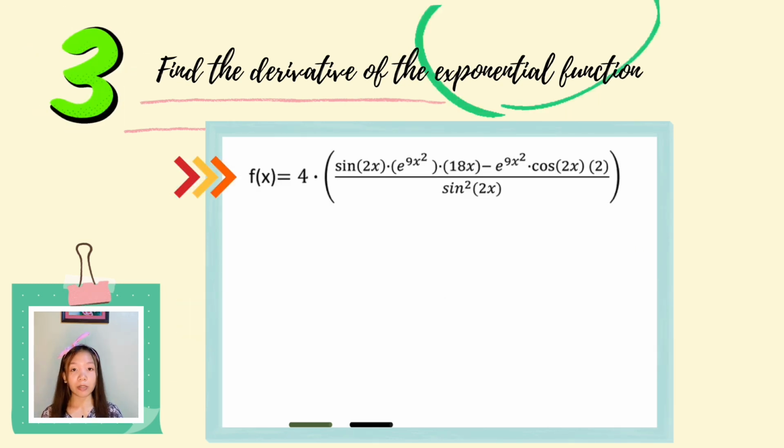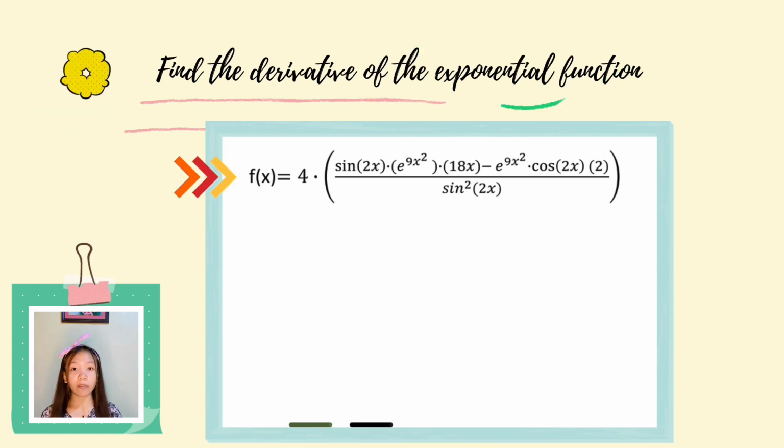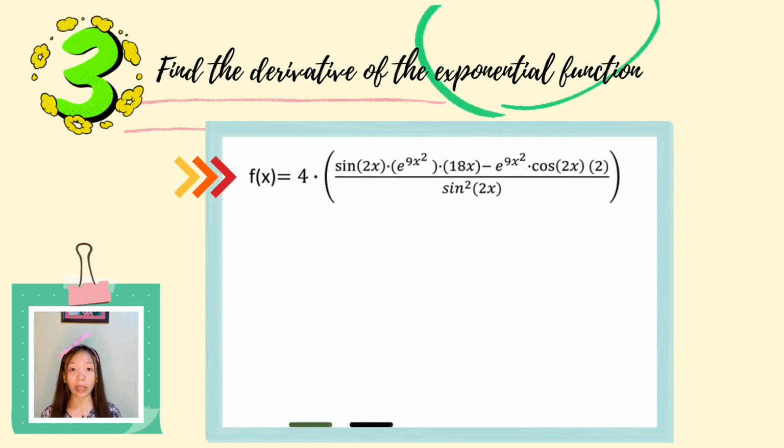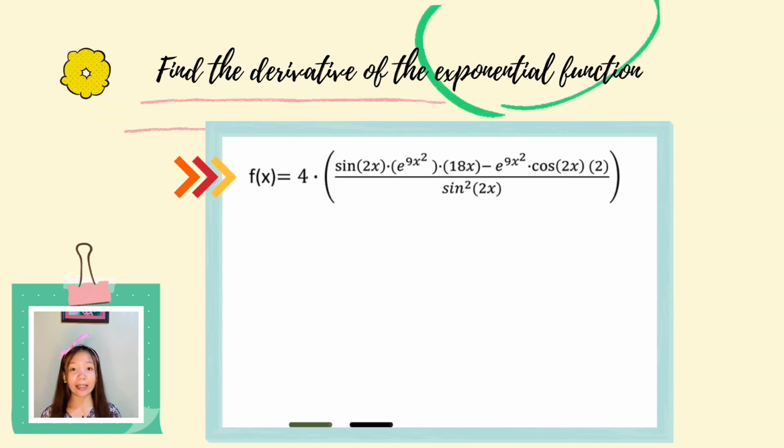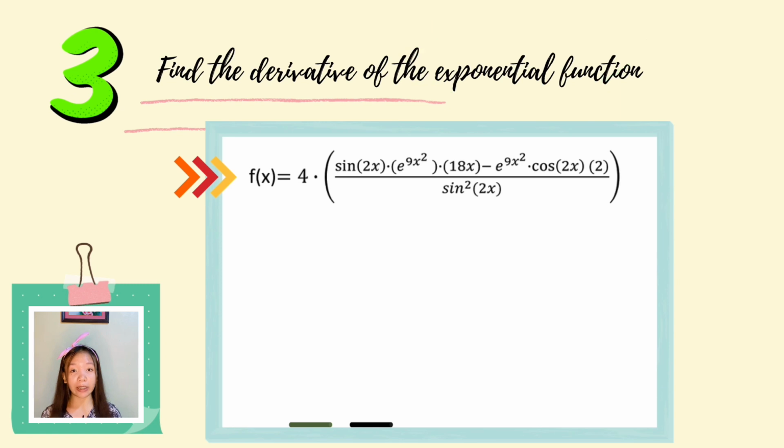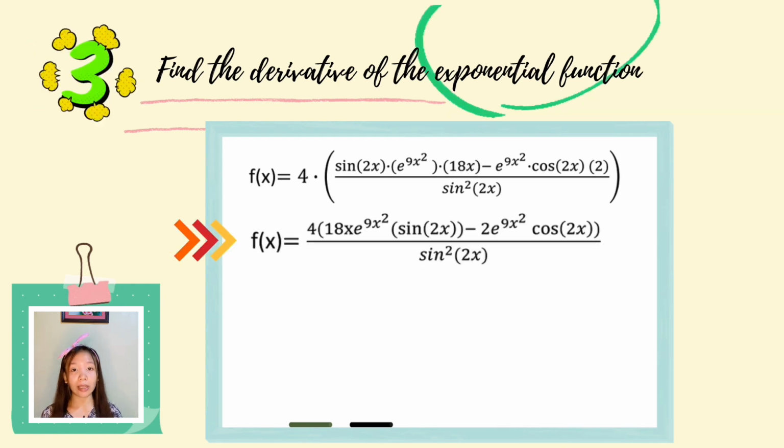Next step is we solve the derivative of 9x squared. The derivative of 9x squared is 9 multiplied by 2x. We will have 18x. And for the derivative of 2x, we will have 2 multiplied by the derivative of x, which is 1. 2 times 1 is 2.